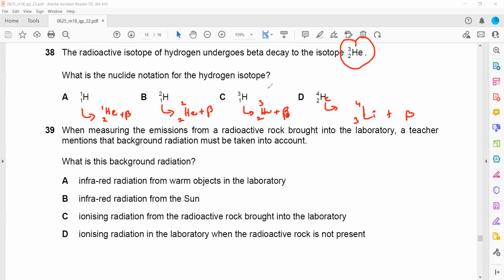So the question is, this is a product form. So which atom will form this product? It means whenever hydrogen 3 and 1 is there, when H3 and 1 undergoes a beta decay, atomic mass remains the same, atomic number increases by 1 and produces helium, and there's a beta particle, which is 0 and minus 1. So that's why C is the right answer for this.